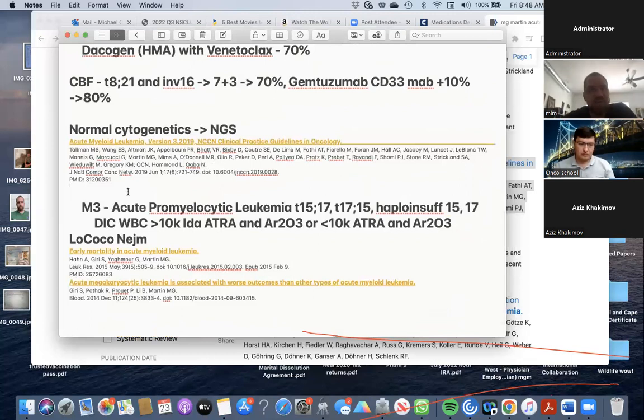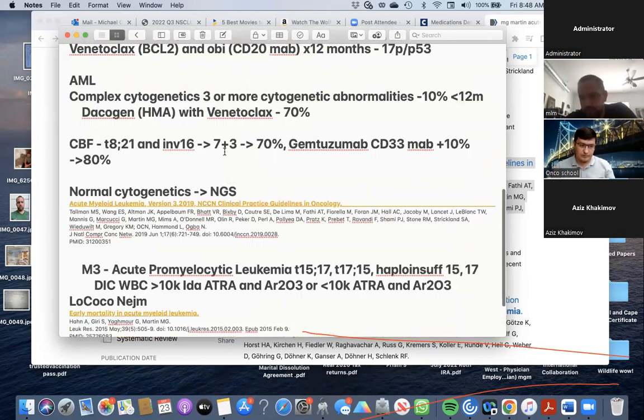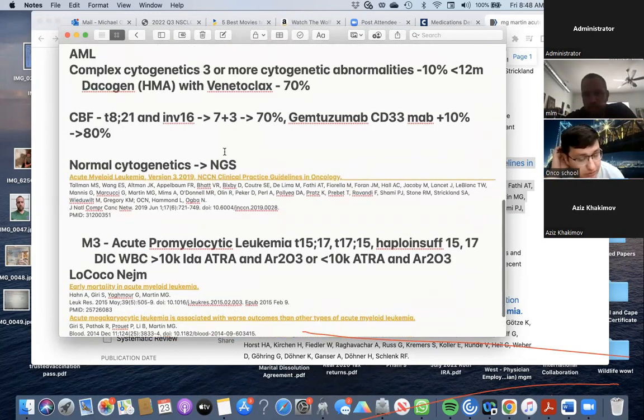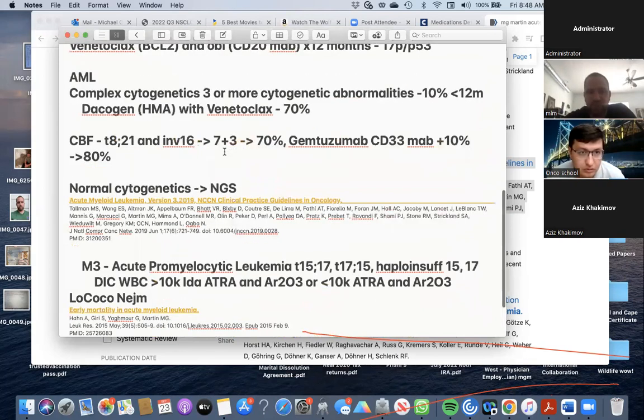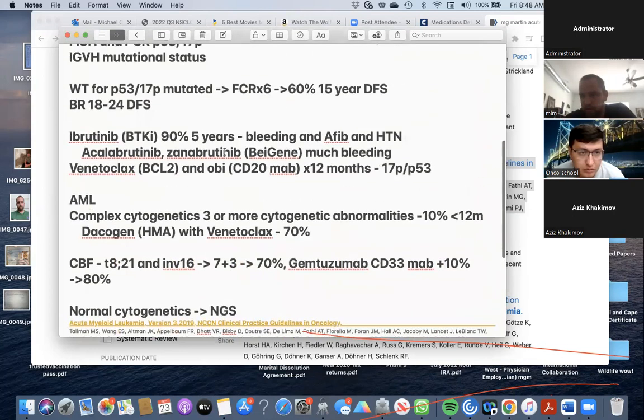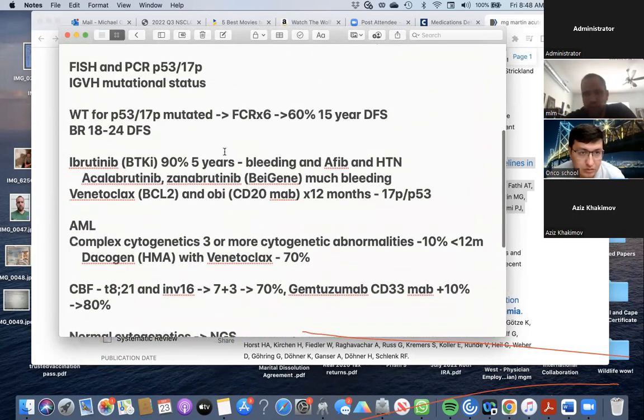Does that all make sense as a brief overview of AML? Yes, you can continue. Any questions about it? Because you don't do a lot of heme malignancy, I'm just trying to give an overview of things. So does that make sense for AML in general?